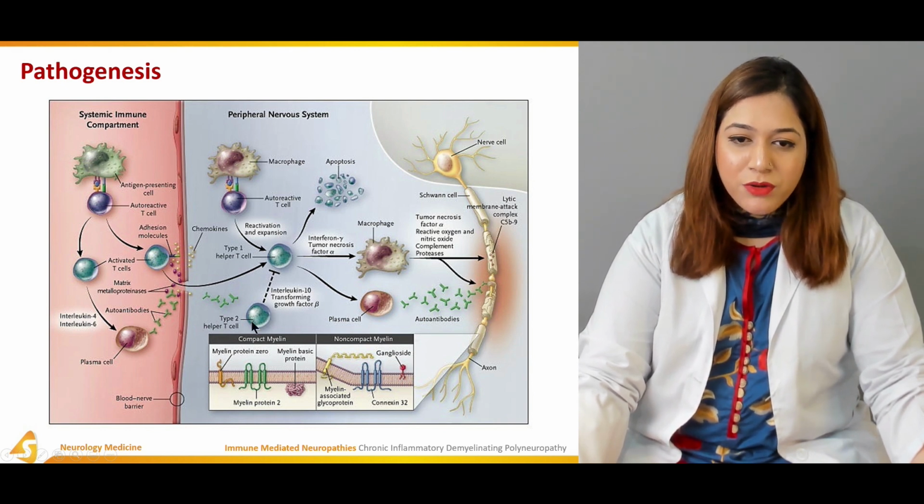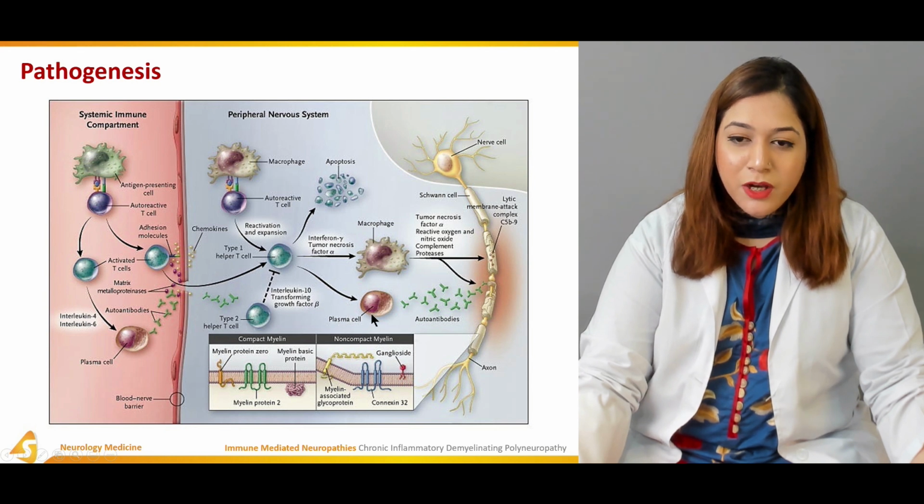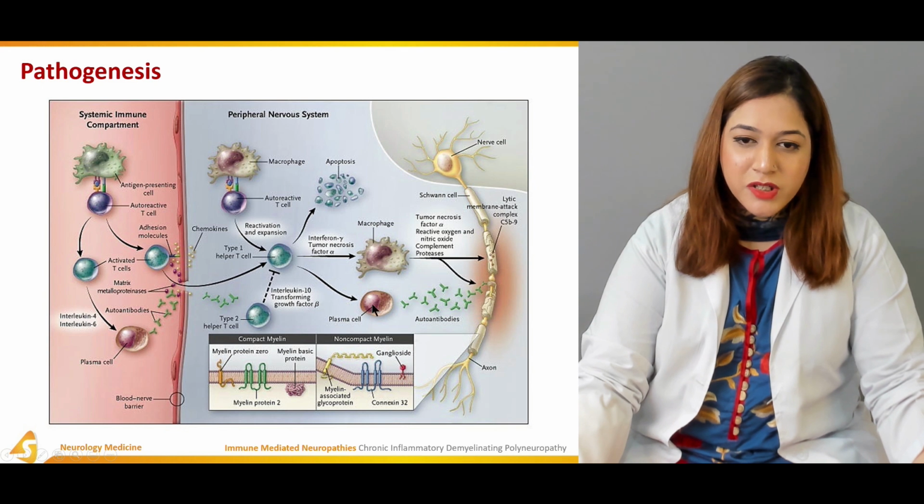Now, the autoantibodies can either cross the blood-nerve barrier or they are produced locally by plasma cells within the peripheral nervous system. These autoantibodies contribute to the demyelination and axonal damage.